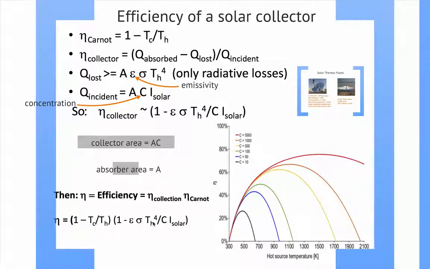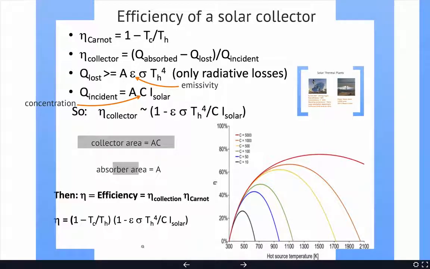So if I multiply them together, I know that there is some optimal point. This is the most important conclusion I want you to draw. In almost all systems, there is always an optimum point of operation. And this is true for photovoltaics. This is true for your car engine.